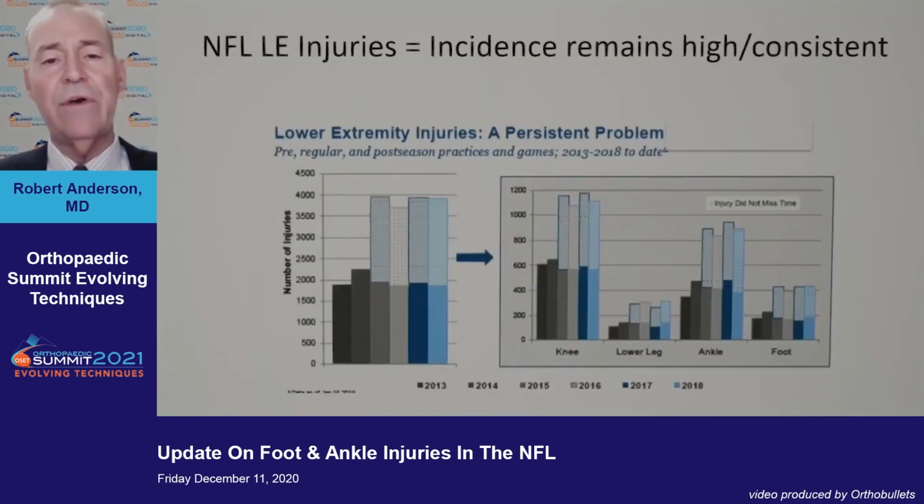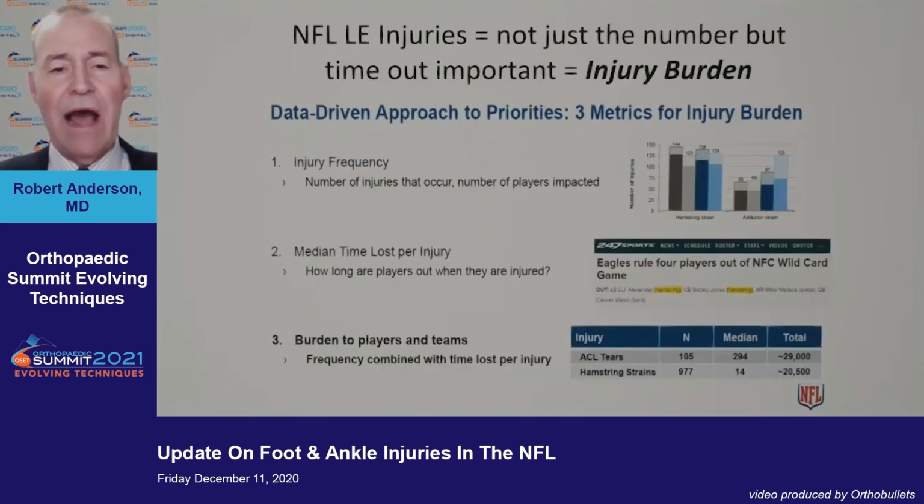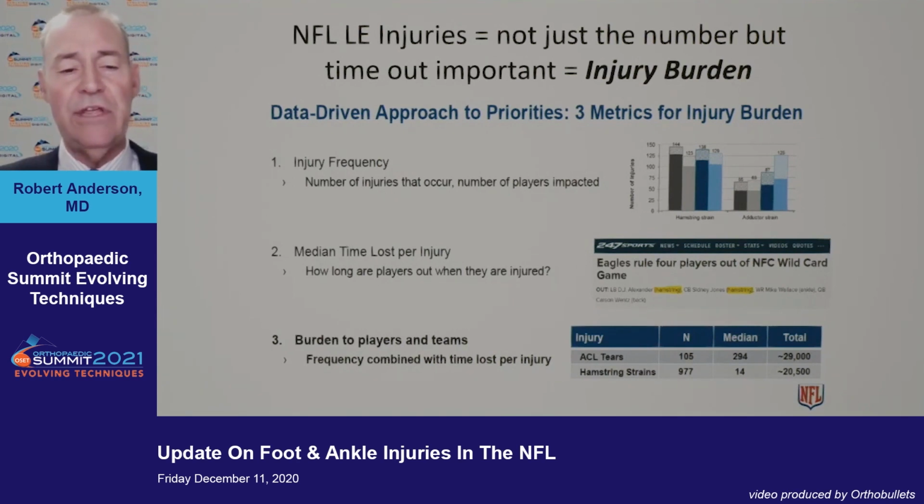Our concern with injuries, particularly lower extremity, is that the incidence in the NFL remains quite high and consistent. And we're now looking at it in a new way. It's not just the number of injuries that occur or the time lost per injury. We look at the entire injury burden, the burden to the players and to the teams. It's the frequency of the injury combined with the time lost per injury.